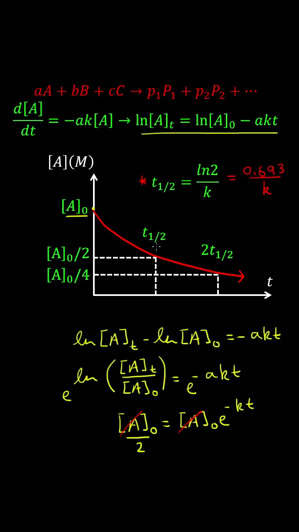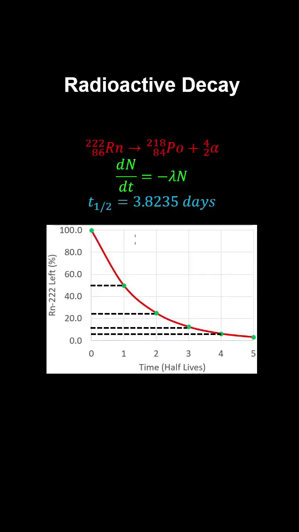So as we can see, the half-life is constant for a first order reaction because the initial concentration keeps dropping by half. And the half-life only depends on the rate constant, so for a higher rate of reaction, you get a shorter half-life. We can apply the kinetics of first order reactions to radioactive decay.